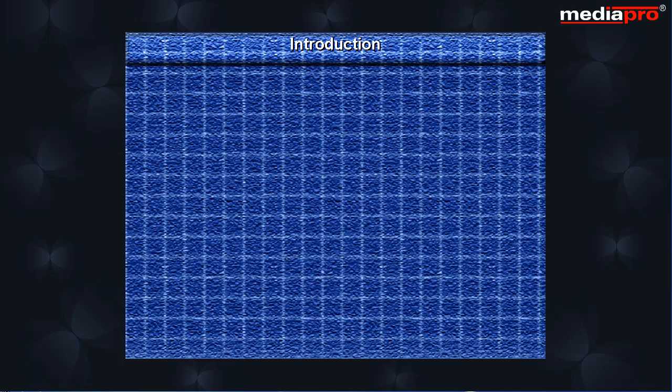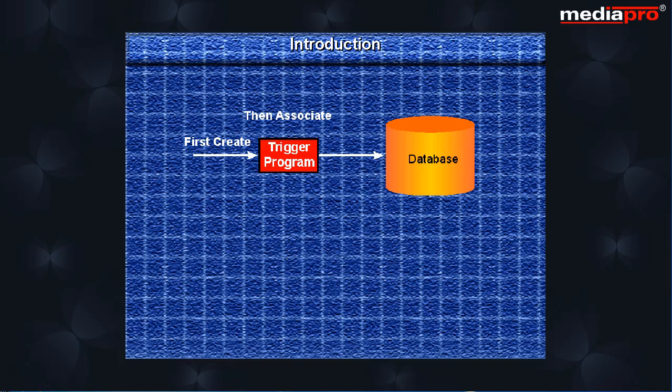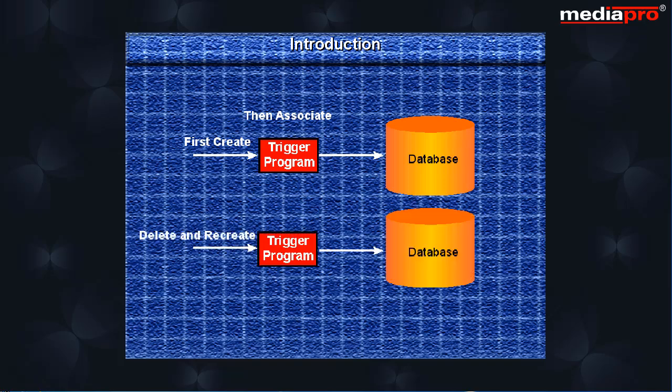2 points that should be kept in mind. A trigger program must exist before it can be associated with a physical file. Once the program has been associated with the physical file, we can delete and recreate the program without having to run the add physical file trigger command again.